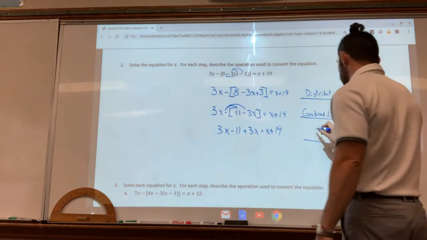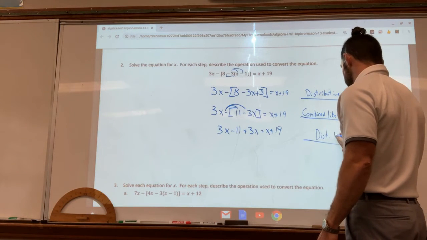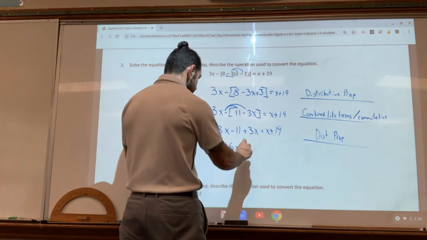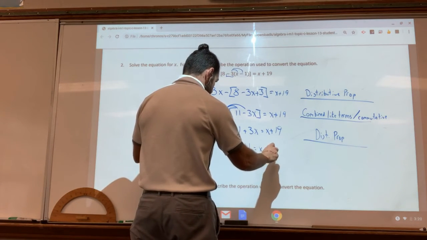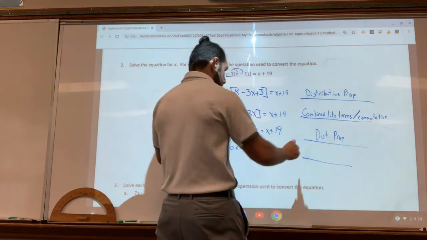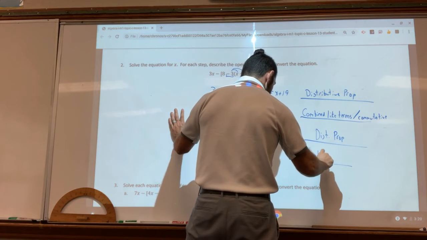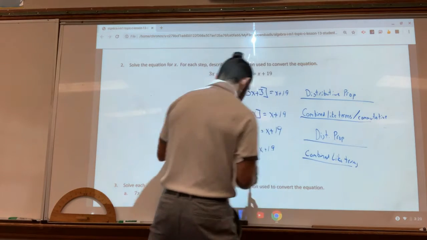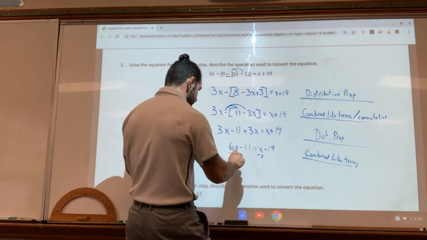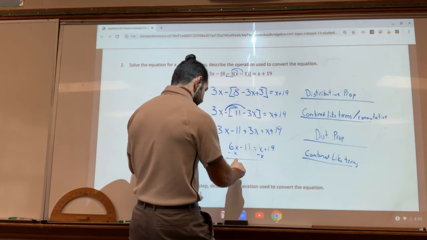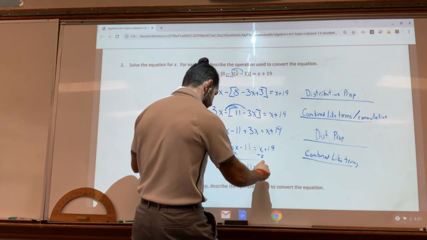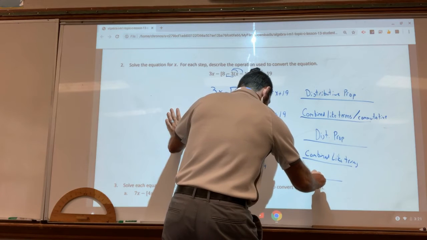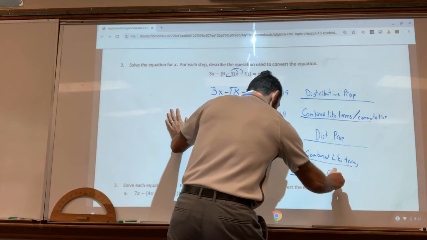What did I do? Well, I distributed. Okay? Then I would put combine like terms. And I'm going to run out of room. Then I'm going to say, okay, subtract x, and then I'm going to get 5x minus 11 equals 19. What did I do? I did the additive inverse. And then I'm going to put in parentheses a negative x.